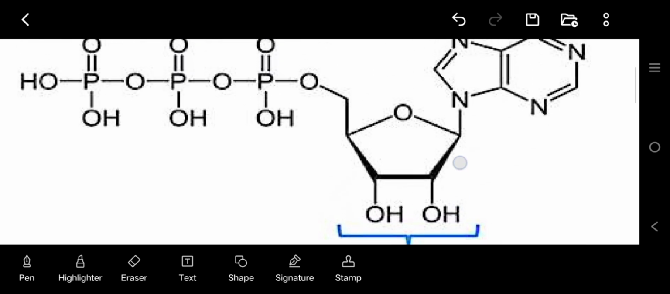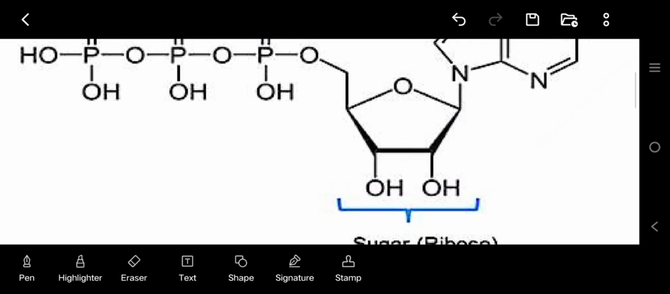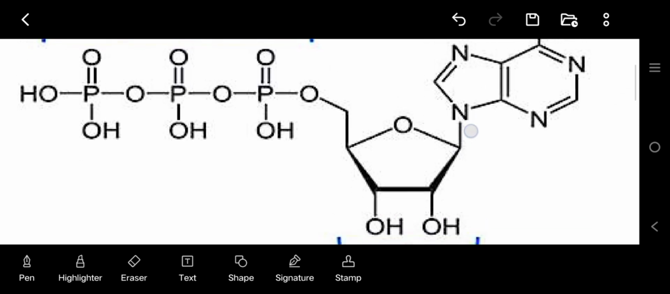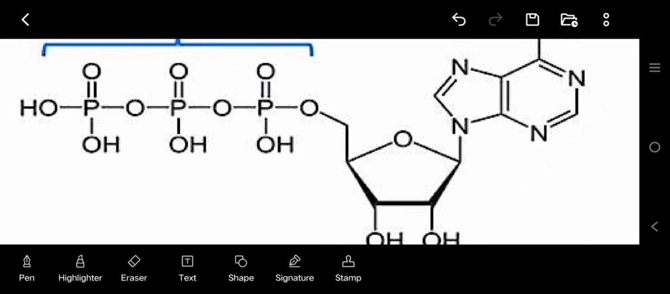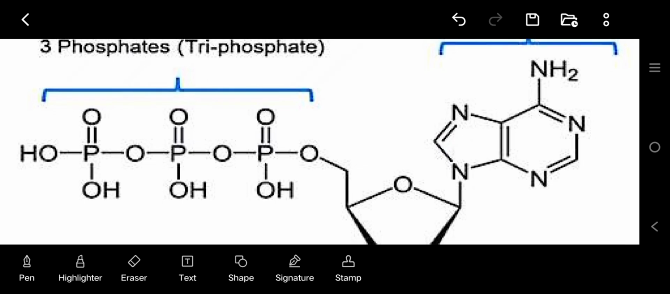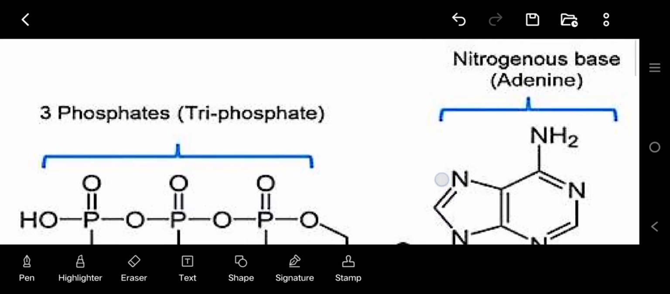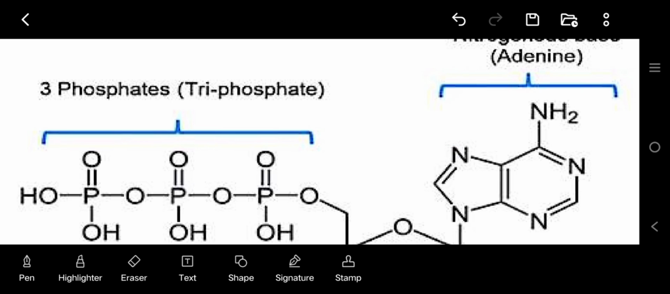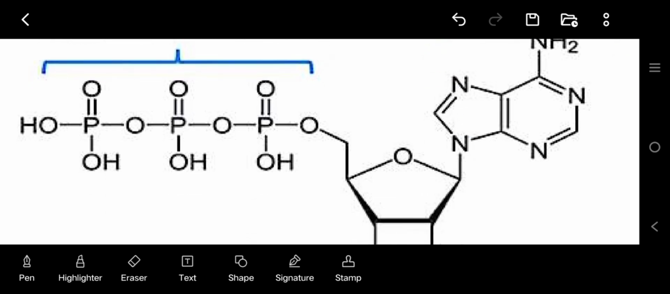This is a five-membered ring, and it has five carbons. At the fifth carbon of this ribose sugar, phosphate molecules are added, and three phosphates are added, so that's why this molecule is called adenosine triphosphate. These phosphates of ATP are negatively charged, so there is a crowding of negative charges here.